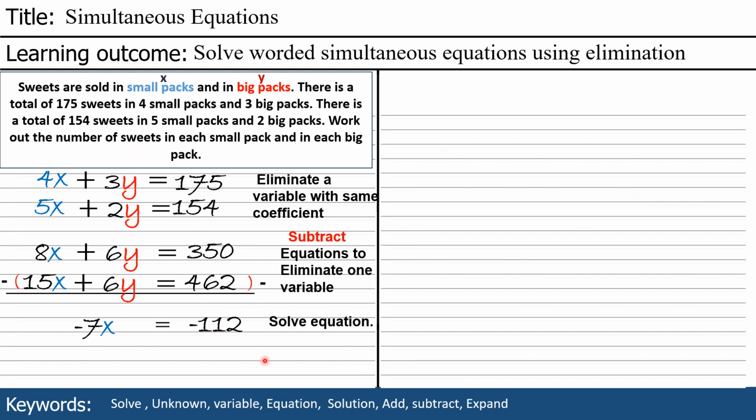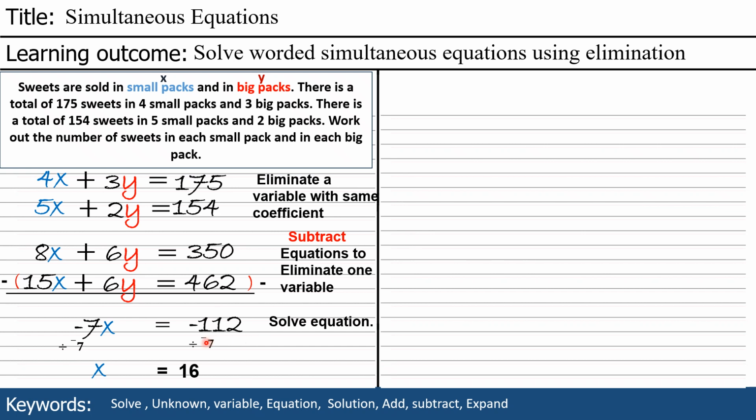Now let's solve this equation by reversing the last operation done to x. So we're going to divide by negative 7 on both sides of the equation. So on the right-hand side of the equation as well, we have to divide by negative 7. And remember, a negative divided by a negative is a positive. So now we have x equals 16.